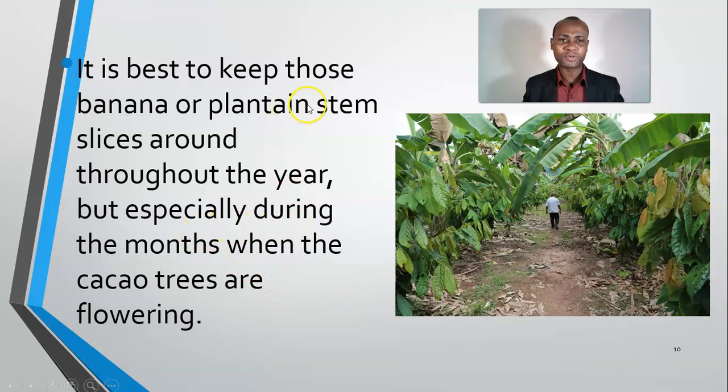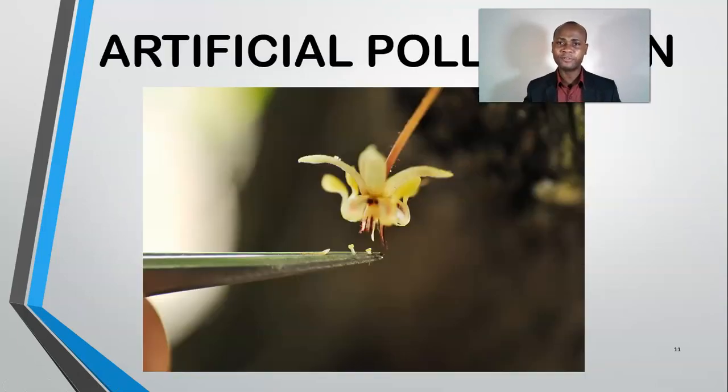So it is best to keep those banana or plantain stem slices around throughout the year, especially during the months when the cacao is flowering. So try to keep the banana stalk on the farm the entire year, and most especially during flowering season, because that also becomes the breeding season of the midges. Our goal in natural pollination is to proliferate the numbers of midges on the farm.